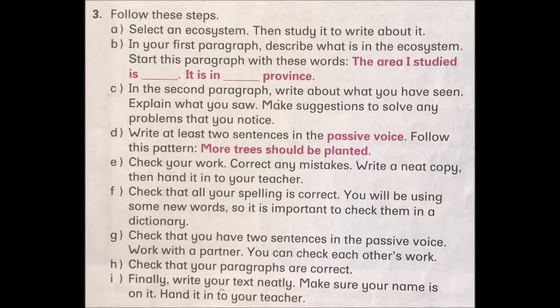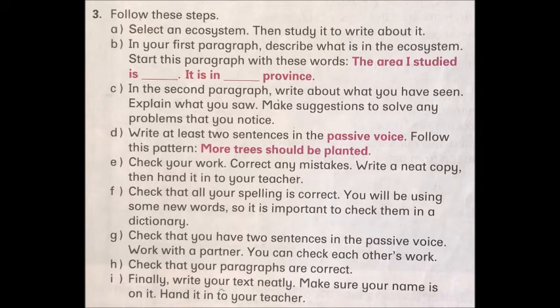In the second paragraph, write about what you have seen, explain what you saw, and make suggestions to solve any problems that you notice. So again, the second paragraph is simply the opinion of what you saw, what you smelled, what you felt, and what you heard. Okay, and then it says about the passive voice, you can just ignore that. Check your work for any mistakes.